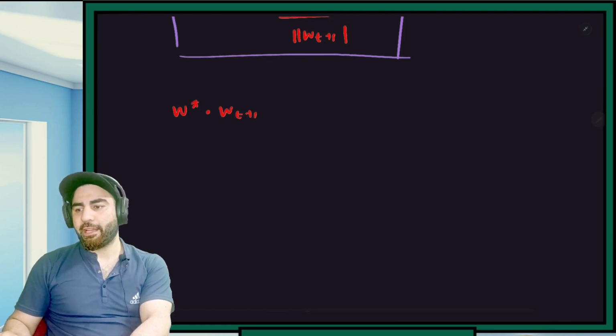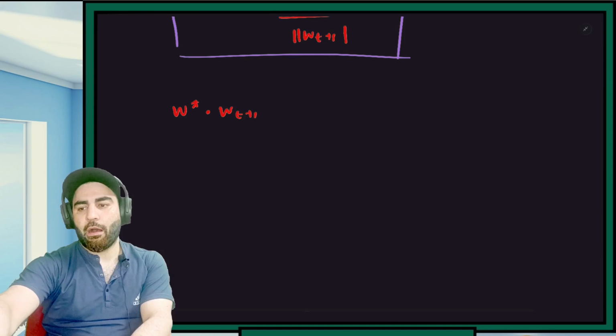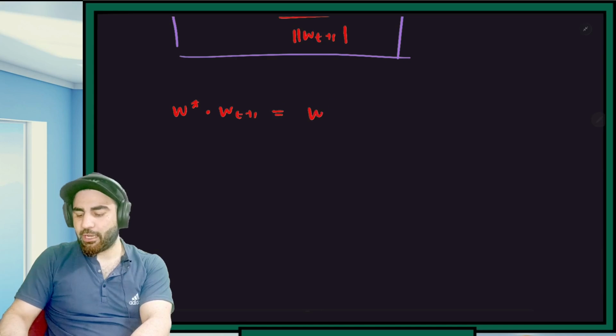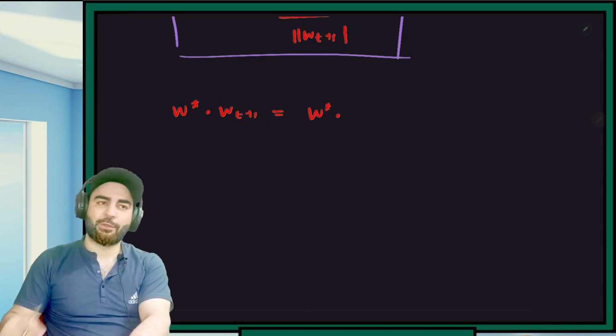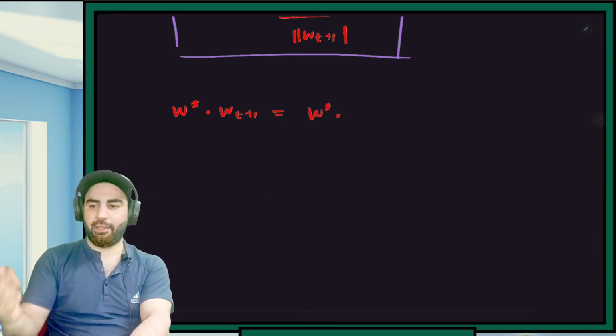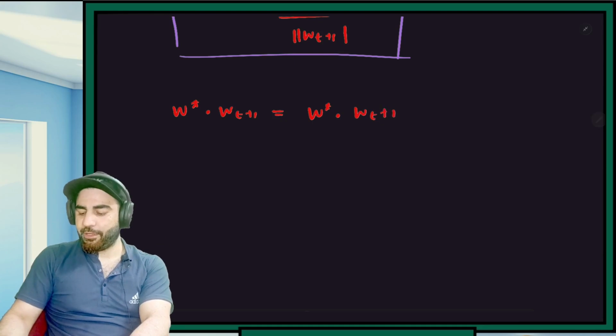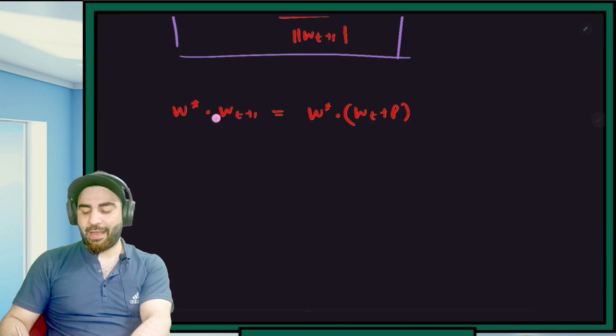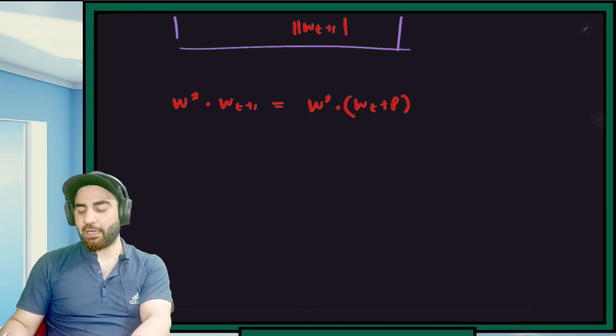Now if I take this numerator, how can I expand it? I'll show you how to expand this. This can be written like this. This is W star dot product. W_{t+1} is basically the previous W_t plus P. Okay, this is W_t plus P. Everybody agreeing with me on this? Because I'm just expanding this. This is the dot product, and I can expand it more.